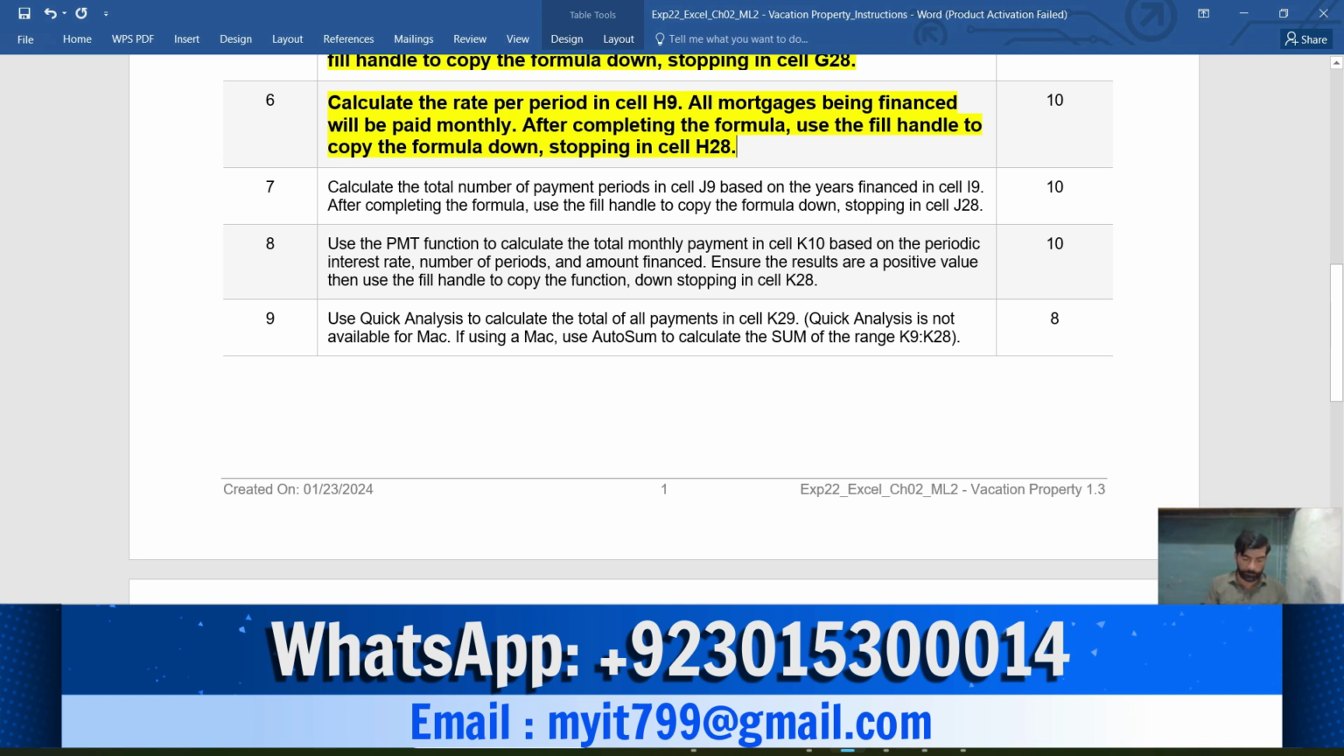Respected students, in H9 we have to find the rate per period, and we know that it should be paid monthly. So we have to just divide G9 by 12.